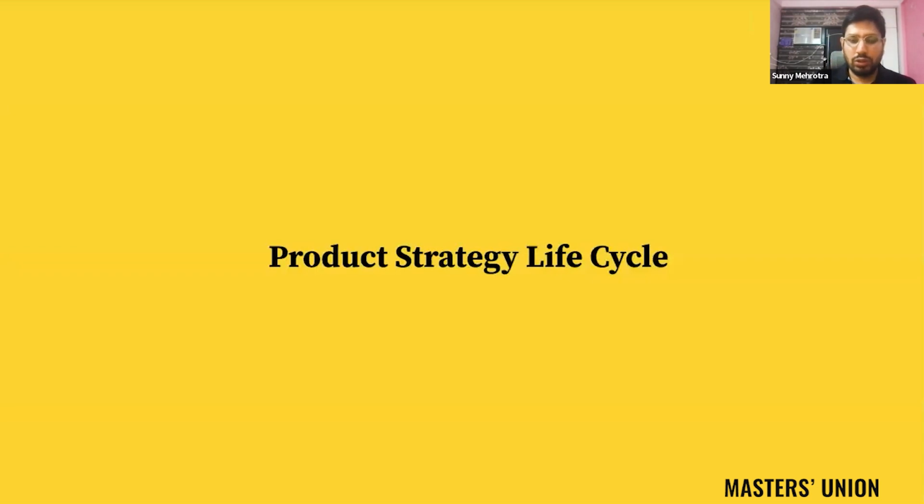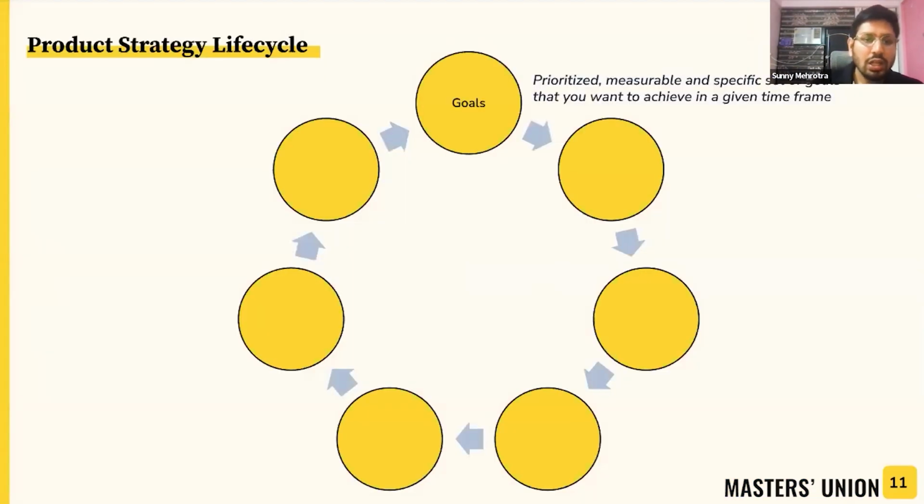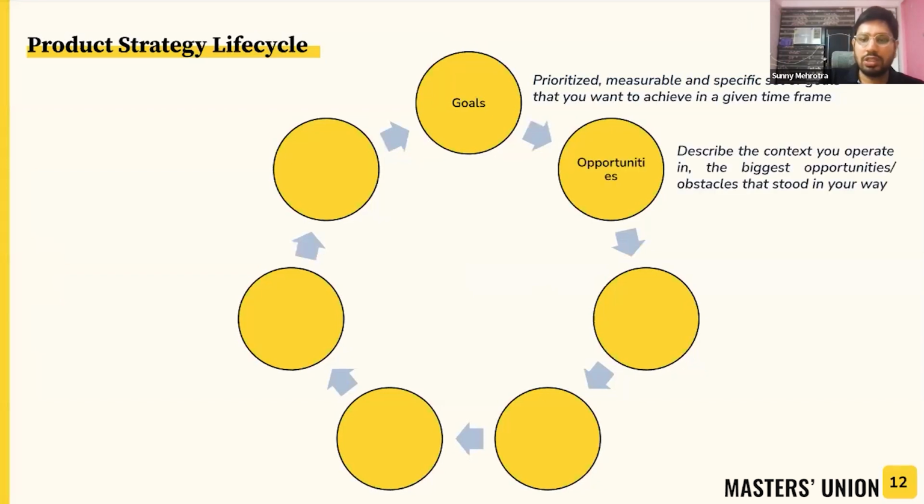Maybe we can go through a list of actions or a proper diagram where we go through the product strategy life cycle in total. So maybe we can go through this entire circle and how it comes together. So we have goals, where you have to prioritize, measure, and set specific goals that you want to achieve in a given time frame. And with that goal come the opportunities, where you describe the context you operate in, the biggest opportunities, and then obstacles that stood in your way in one way or the other.